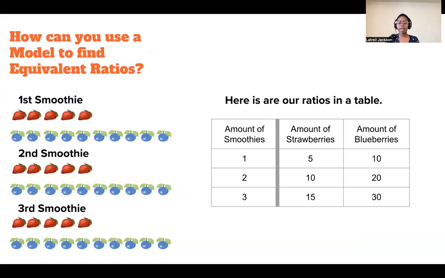So now we have our information in a table. I'm going to cross this out because I made a typo. Now we have all of our information in a table.